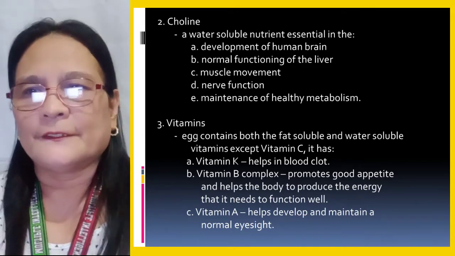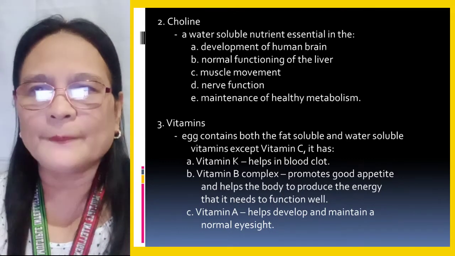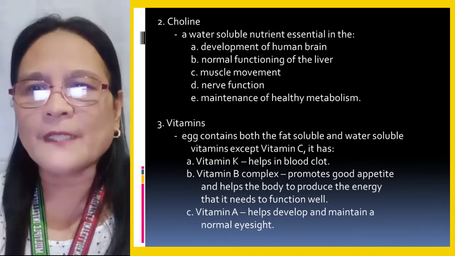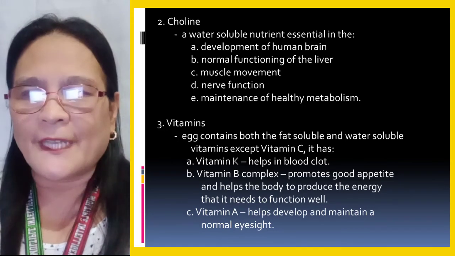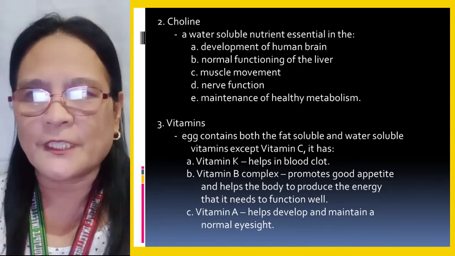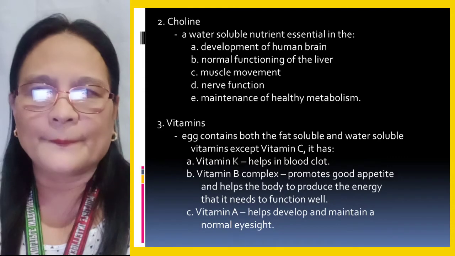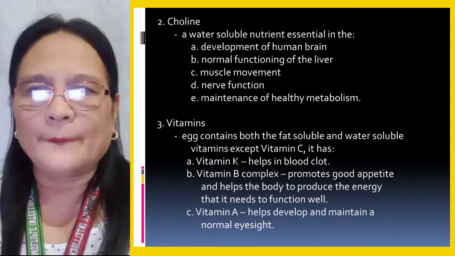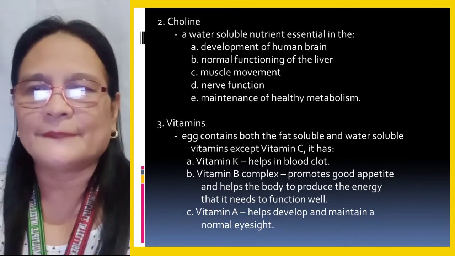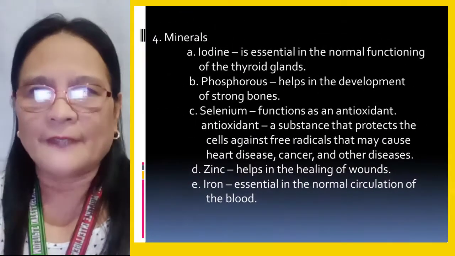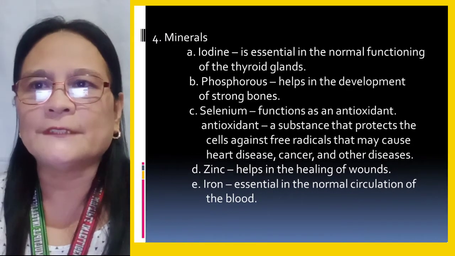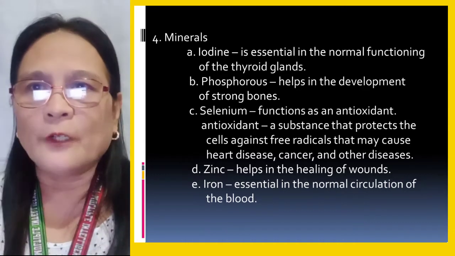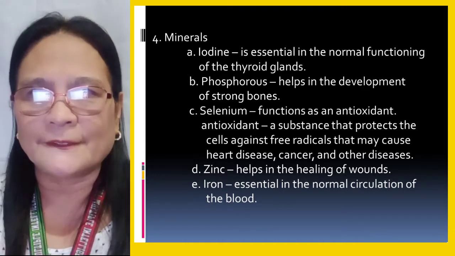It has, letter A, vitamin K, helps in blood clot. Letter B, vitamin B complex, promotes good appetite and helps the body to produce the energy that it needs to function well. And letter C, vitamin A, helps develop and maintain a normal eyesight. Number 4, minerals. That includes letter A, iodine. It is essential in the normal functioning of the thyroid glands.